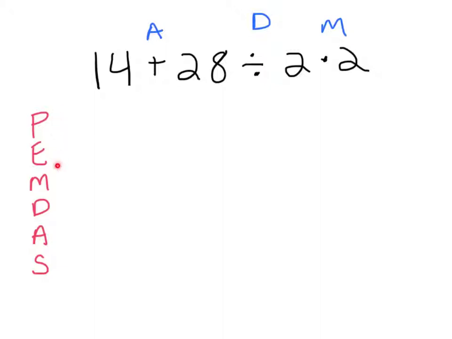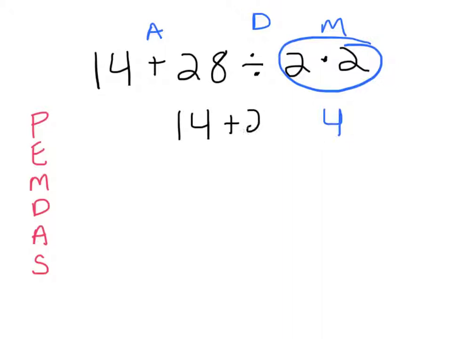Multiplication is going to come first on my order of operations. When I do 2 times 2, I get 4. And everything else comes down. 14 plus 28 divided by 4. My operations that I'm using are addition and division.